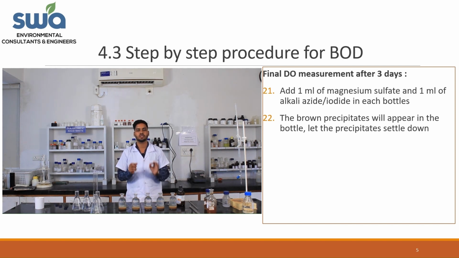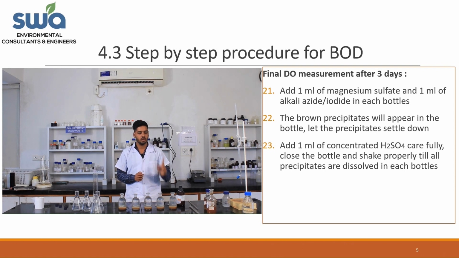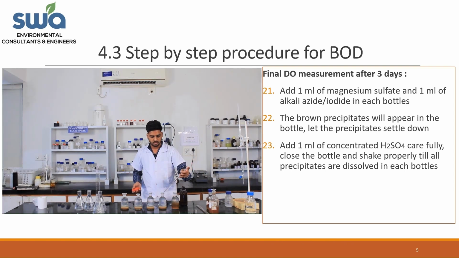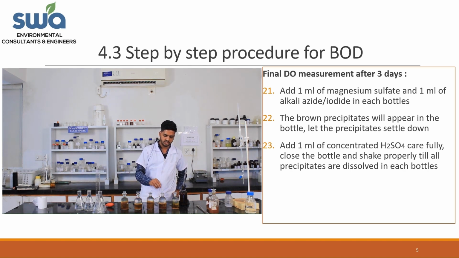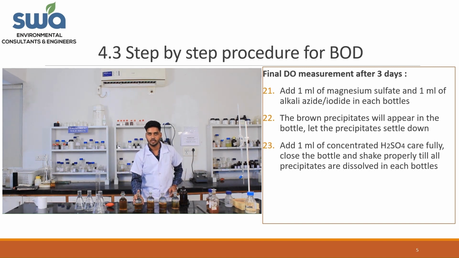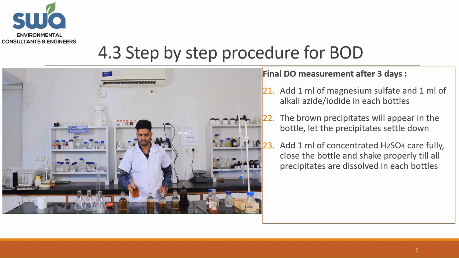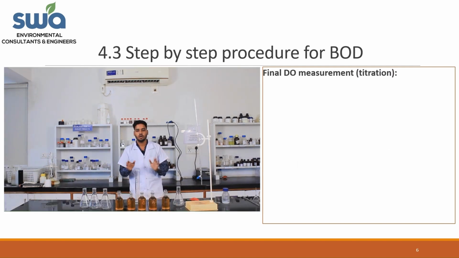Now we will add concentrated H2SO4 in each bottle, 1 ml in each bottle. You will be able to see that after adding the H2SO4, the precipitate will get dissolved. Close the bottle neck and shake them properly so the precipitates get dissolved properly into the water. After dissolving all the precipitates, we will move to the titration part. Now you can see that the precipitates are dissolved with the help of concentrated H2SO4. Now we will move to the measurement of final DO.